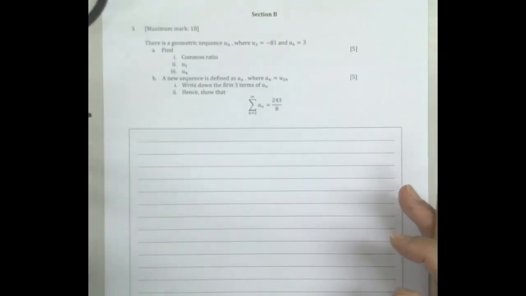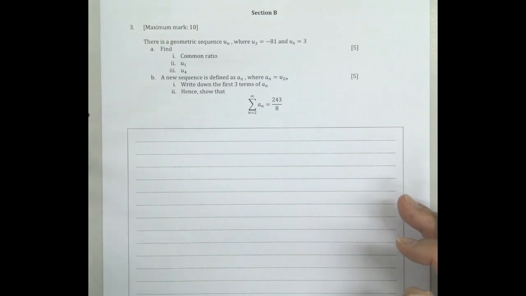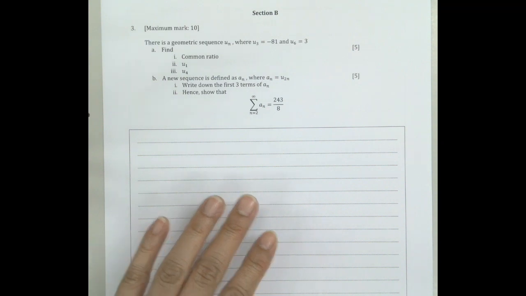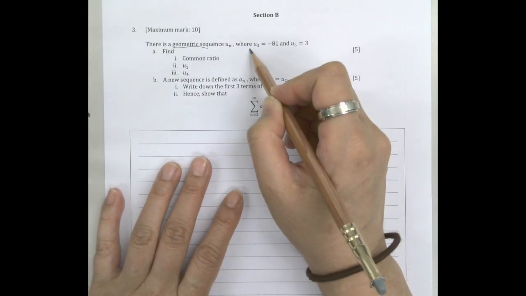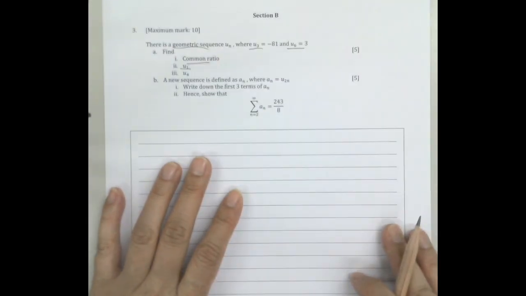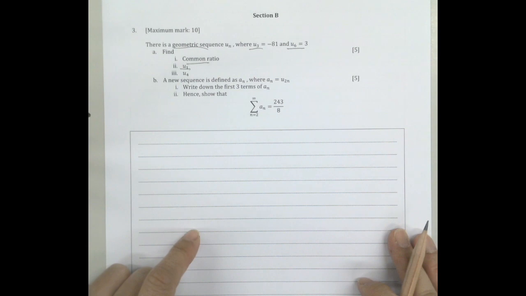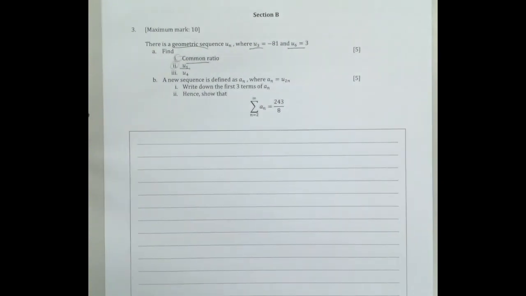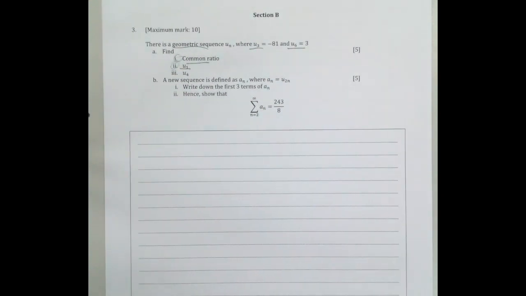Right, so this is going to be a longer question, because they're asking about both arithmetic and geometric, and it's a bit tricky on the sequence here. So we have a geometric sequence here, U3, U6, common ratio, and U1. I will do part 1 and 2 together.